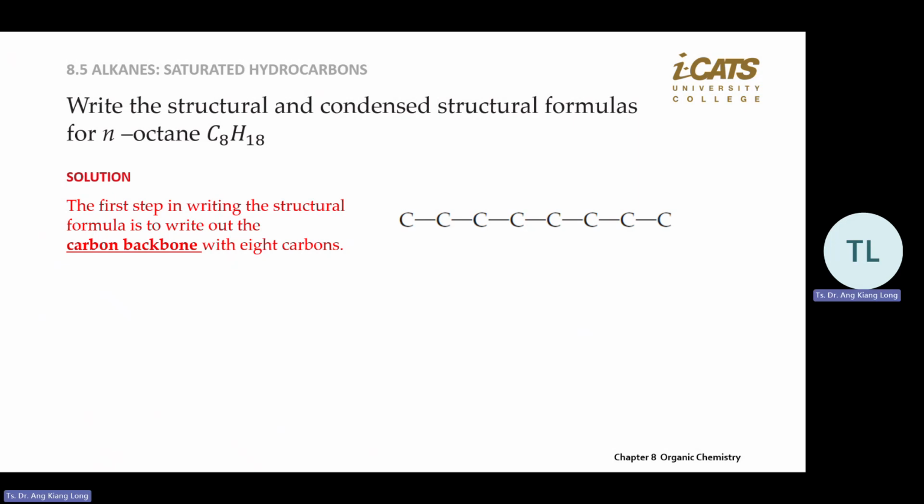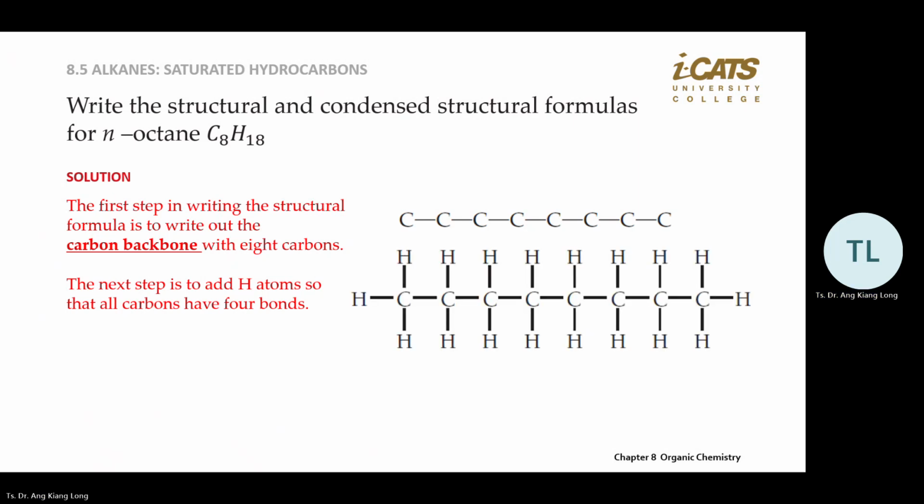Then you know that C has 4 dots, right? C is group number 4, so you have 4 dots. C with C already means you have joined one carbon already, right? So you count 8. First, you draw the carbon first. Then you add hydrogen to all the carbon with 4 bonds, means you know that each one of these will have this.